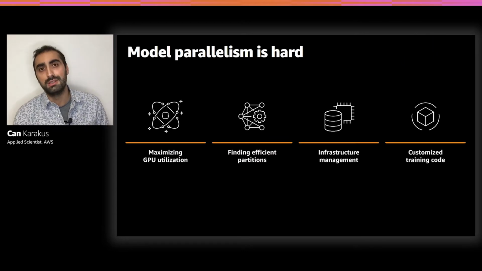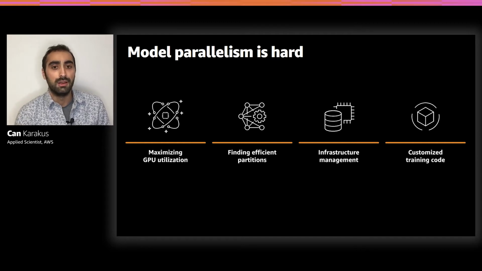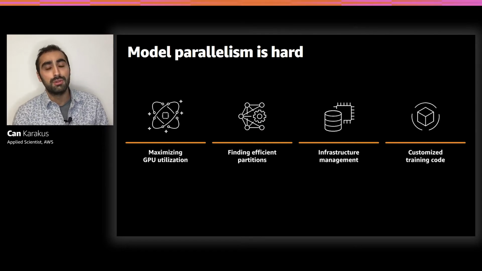First thing to notice is that model parallelism is hard, and there are several reasons for this. First, and we will go into the details shortly, one of the main challenges is that achieving a reasonable GPU utilization is actually quite difficult in model parallelism. It turns out that as you add more GPUs to parallelize over, your average GPU utilization actually goes down, which is the opposite of what we want.